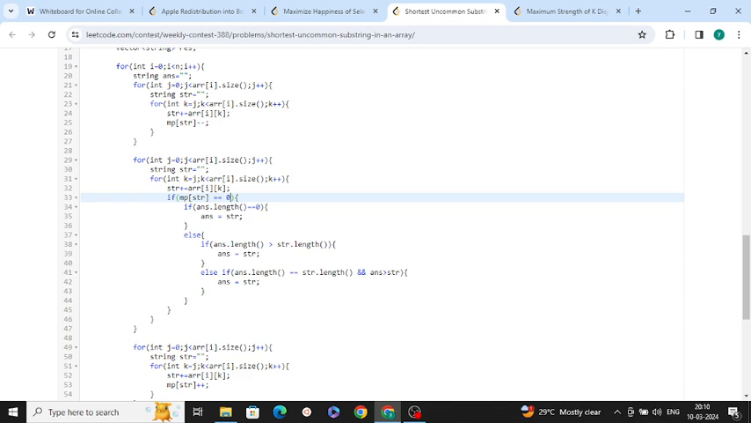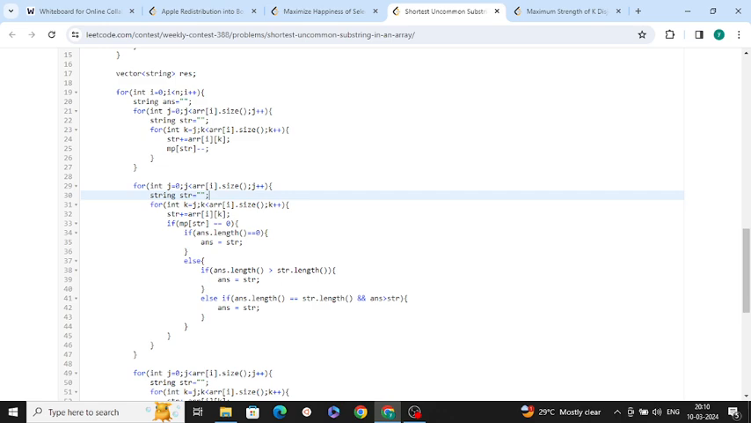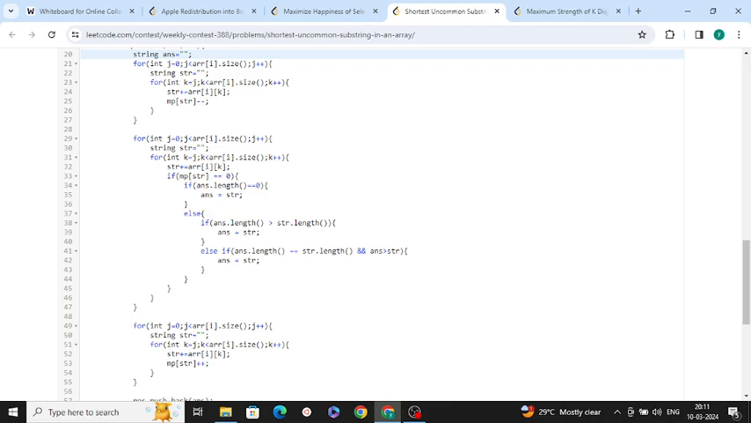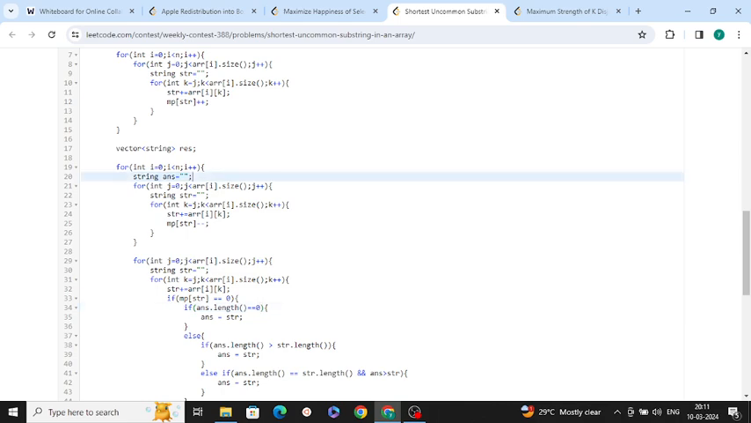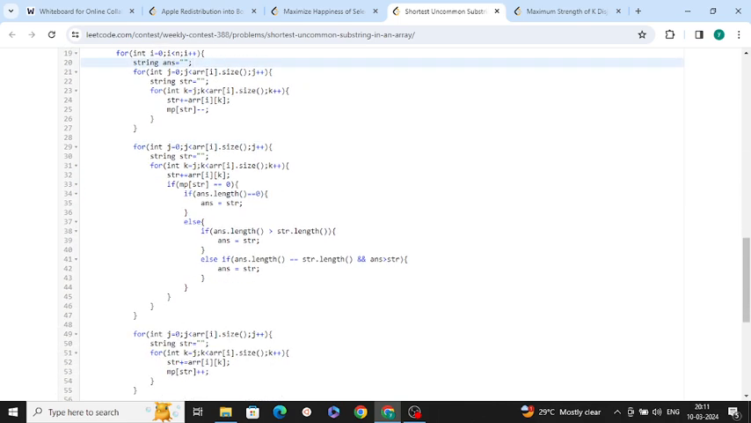Now, as they have told us that we need the lexicographically smallest one, I have created a string for storing the current substring, and the global one, which is the previous possible one that we have encountered. If our answer length is 0, it means we haven't encountered any other possible substring that is not present in the other strings. So this is the one having map count 0, and it can be the lexicographically smallest one. We will store it in the answer.